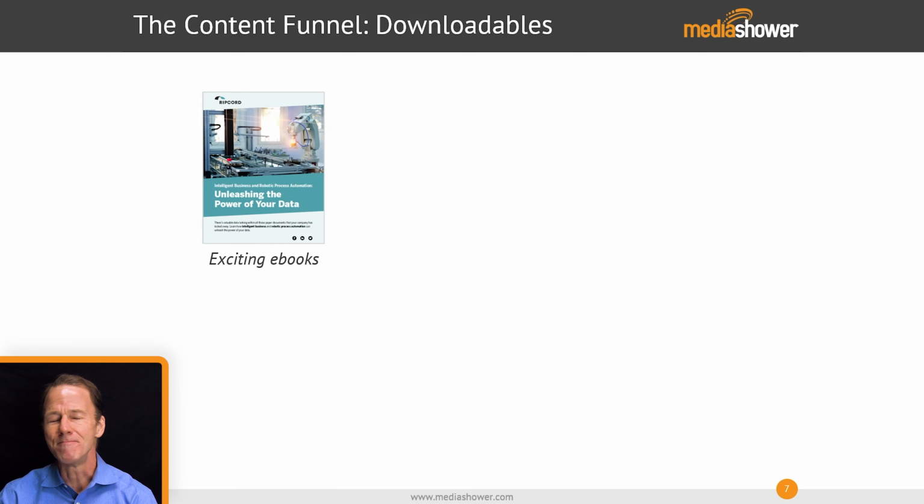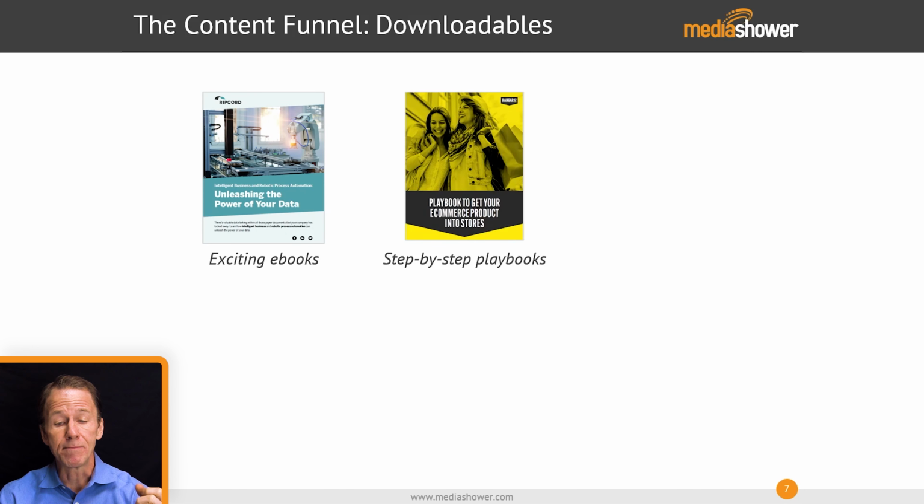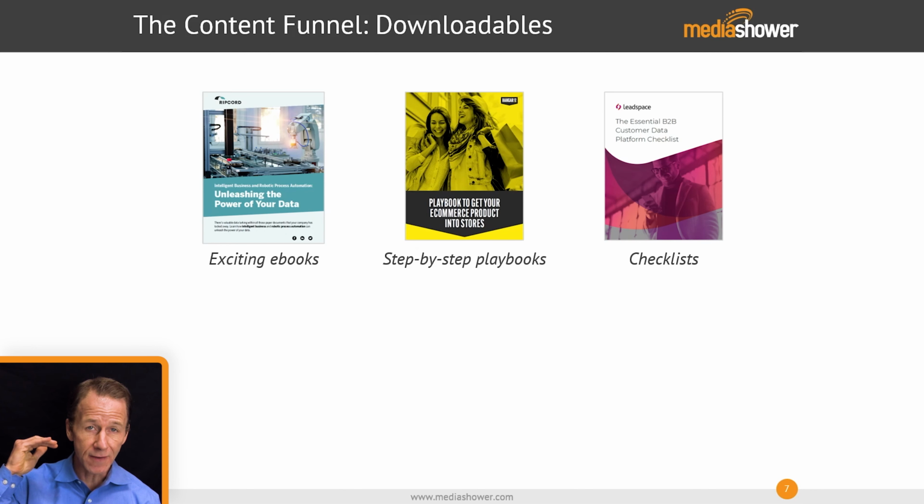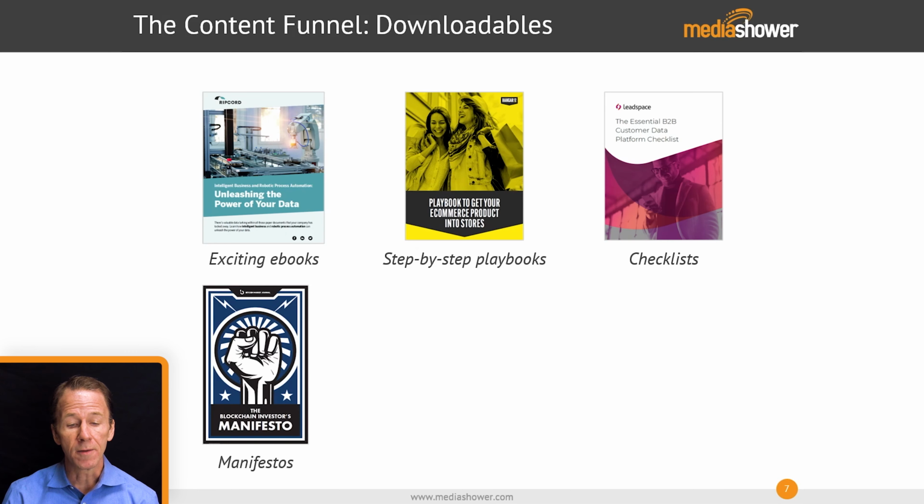So if you're going to make an ebook, make it exciting, make it really well designed, make it beautiful. If you're going to make a playbook, these work really well to create step-by-step instructions on how to do something that is otherwise confusing or mysterious for people in your industry. Checklists work very well. These can be short 1 or 2 page downloadables, but if it's a comprehensive checklist on how to do something or all the things you need, those work very well.